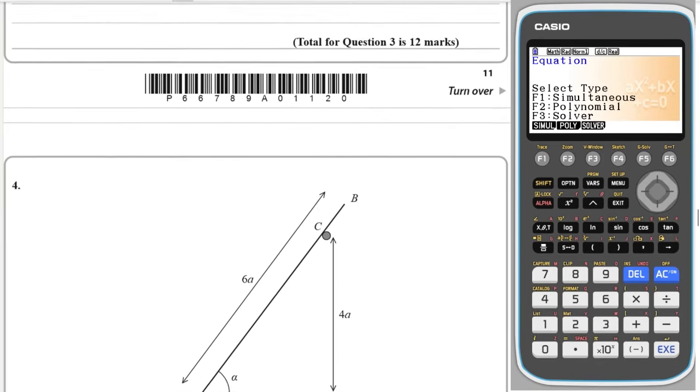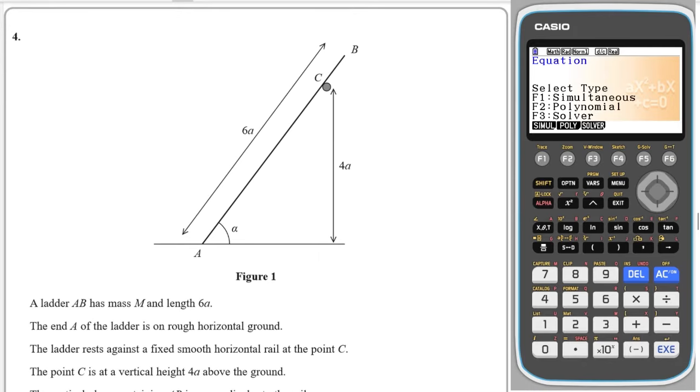And we move on. Oh, beautiful. Ladder question. Everyone's favourite. Certainly my favourite, actually, but maybe not everyone's.